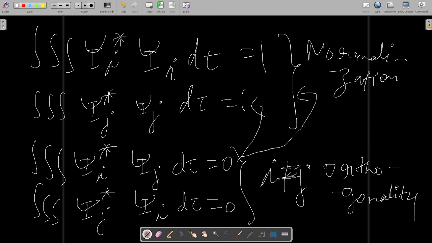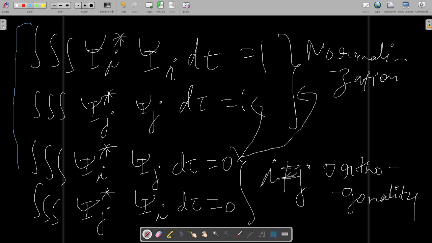Okay, this is orthogonality and this is normalization. Then what is orthonormality? Orthonormal simply means that all these four conditions will be satisfied simultaneously.